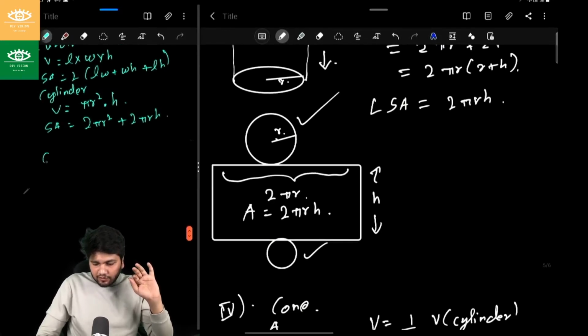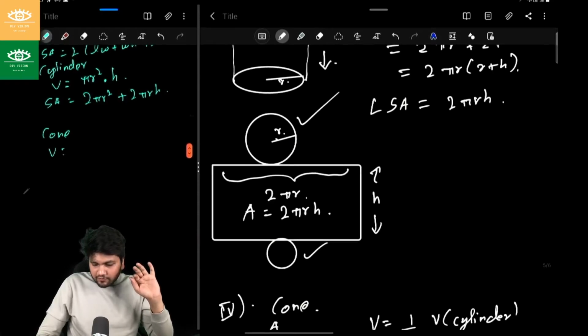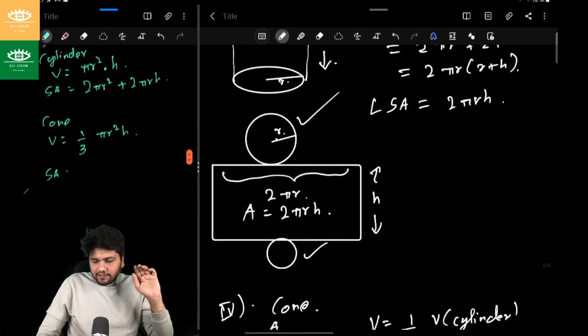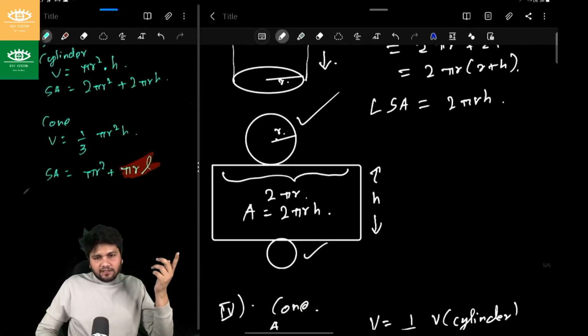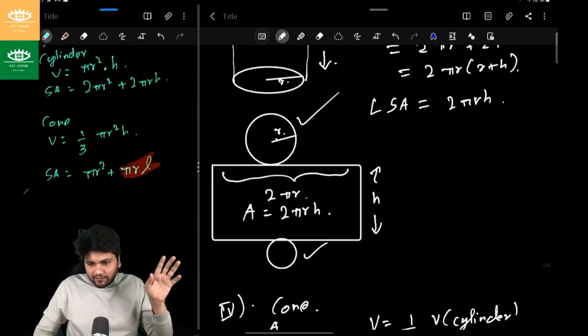And if we talk about cone, volume is going to be 1/3 of the volume of cylinder, that is 1/3 pi r square h. Surface area is going to be, the base is a circle, that's why pi r square, plus pi r l. Just remember, this pi r l is tricky, where l is the slant height, and you can use Pythagoras theorem for finding radius and height, whatever it is.